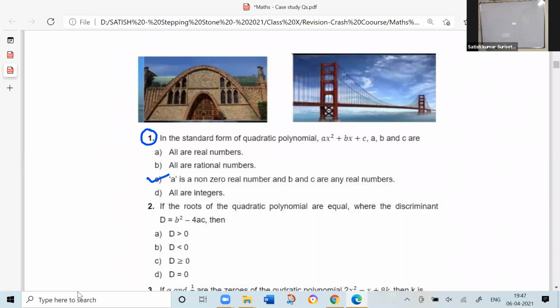Once you say quadratic, the degree must be 2. So A must be not equal to 0, whereas B and C are real numbers. A is also a real number but except 0. So that's why A is a non-zero real number and B and C are any real numbers.